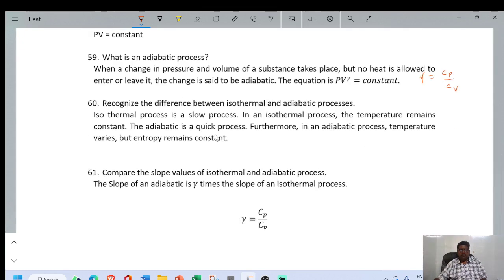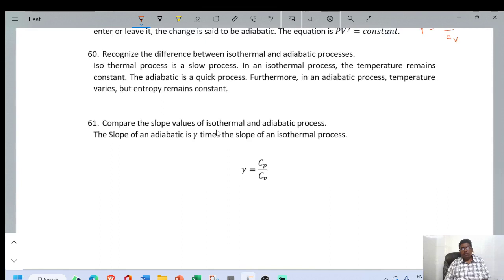Recognize the difference between isothermal and adiabatic processes. An isothermal process is a slow process. In an isothermal process, the temperature remains constant. The adiabatic is a quick process. Furthermore, in an adiabatic process, temperature varies but entropy remains constant. Compare the slope value of isothermal and adiabatic processes. The slope of an adiabatic is gamma times the slope of an isothermal process, where gamma equals Cp divided by Cv.